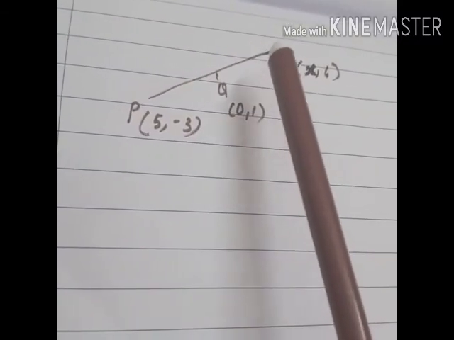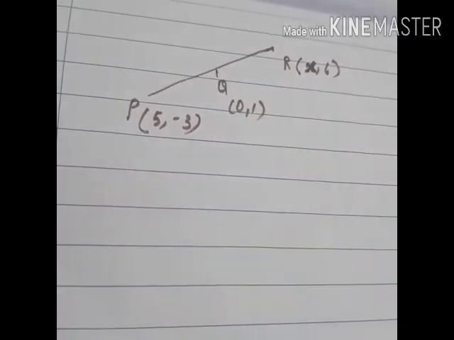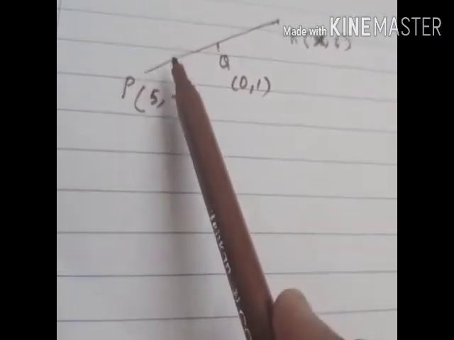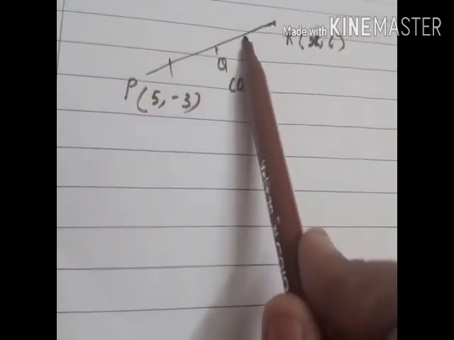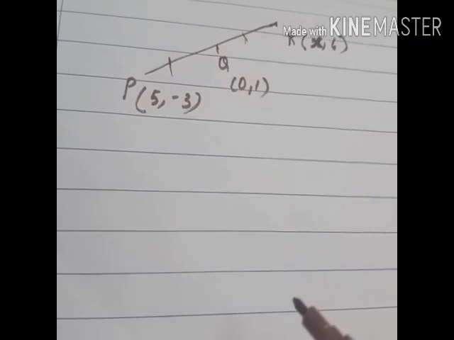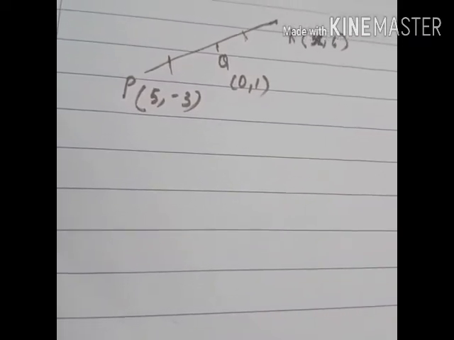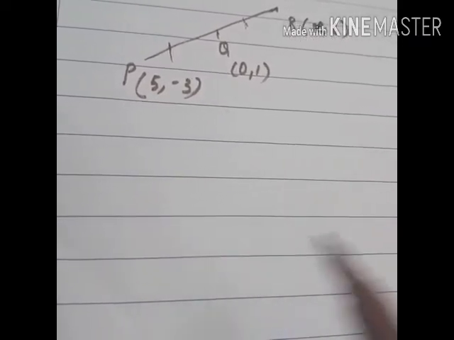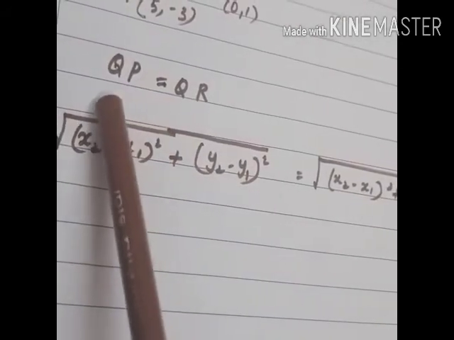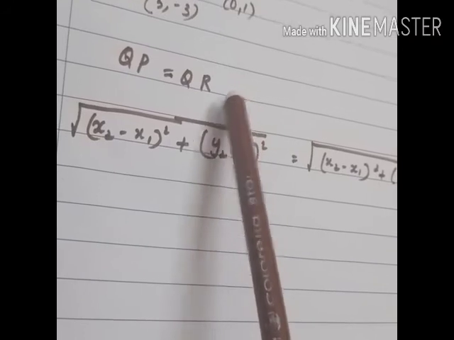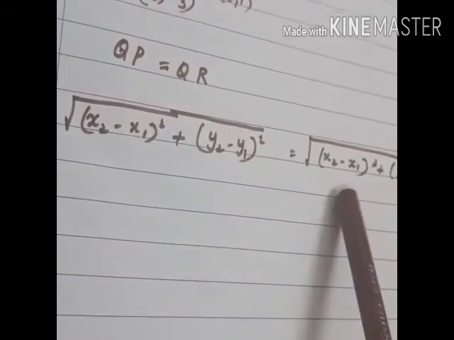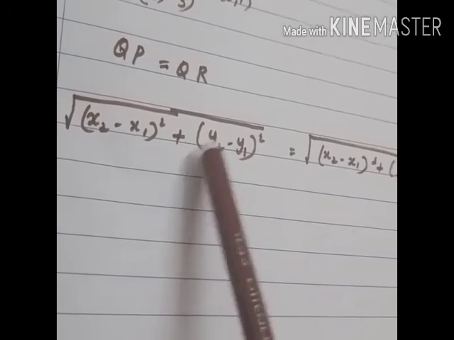According to the question, Q is equidistant from P and R. That means PQ equals RQ, or we can write QP equals QR. Anyway we can mention it. So we should write the distance formula for both, but the values are different.